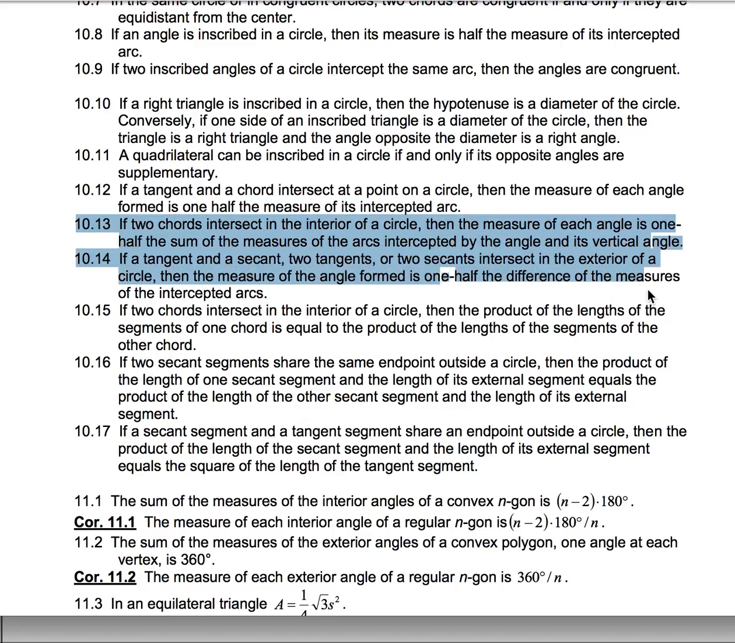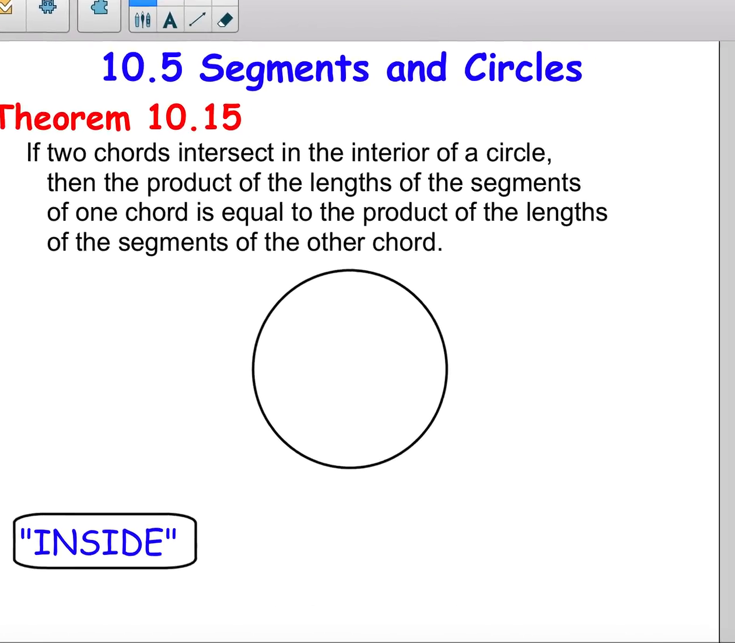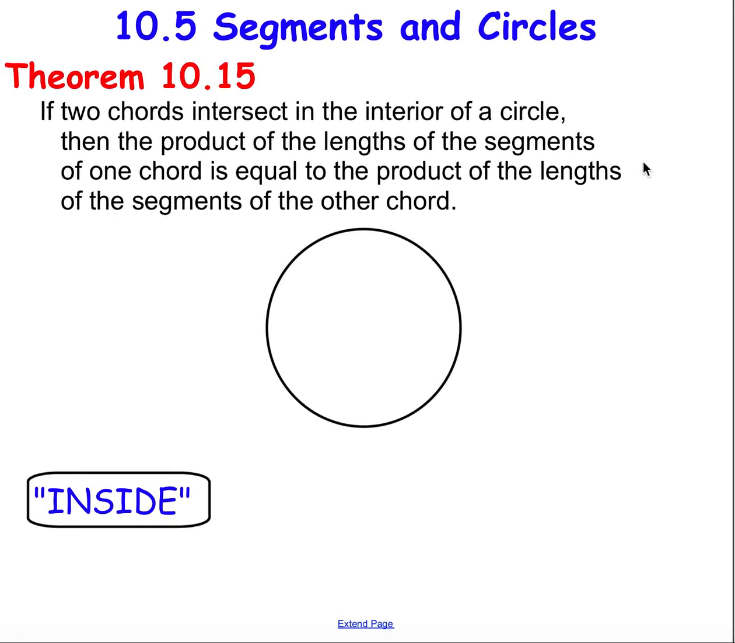Both of these theorems have a lot to do with segments and how they relate to circles. Even 10.12, tangents, chords, secants, and the different types of relationships that happen within a circle when those different types of segments intersect. But now we're going to be giving you a few more rules as it pertains to segments and circles. So we're going to start right here with theorem 10.15.